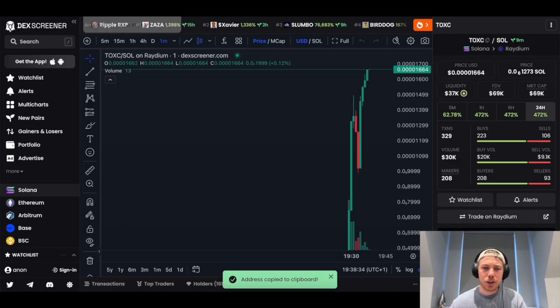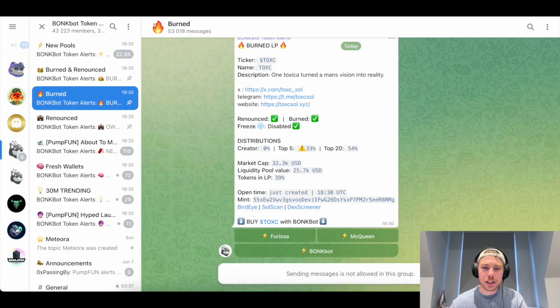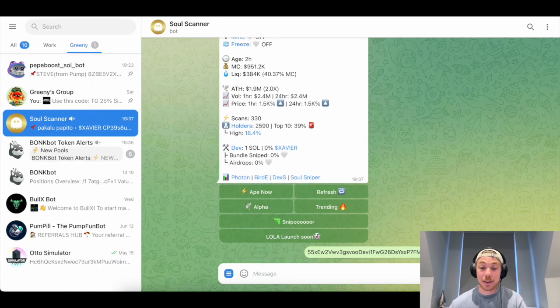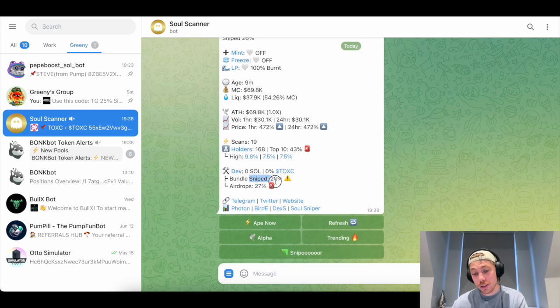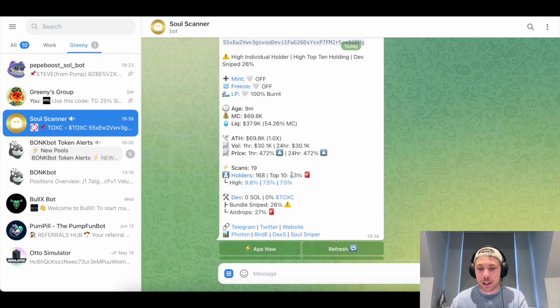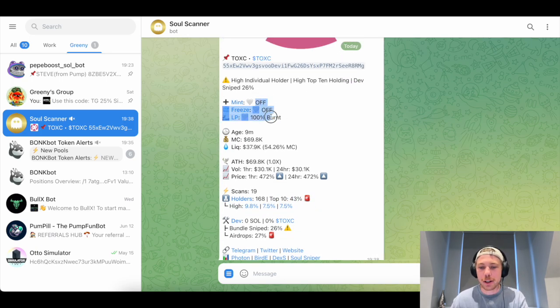Let's come back to Soul Scanner. No, that's the Discord. Let's go back to Soul Scanner over on the side. Click that, paste it in there. Let's see what Soul Scanner says, just to make sure that it is potentially safe. So bundle snipe by the dev, 25%, airdrops also 25%. So that means it is controlled. Over 50% of this token is controlled by the dev or the person who created the token. So red flags for me. Top 10 is also holding quite a lot, even though it has 100% burnt here.